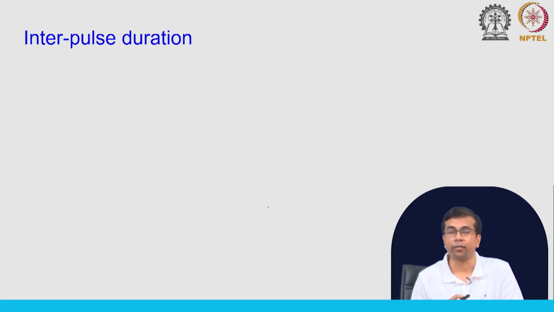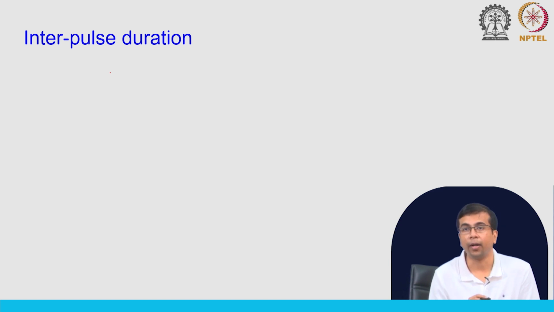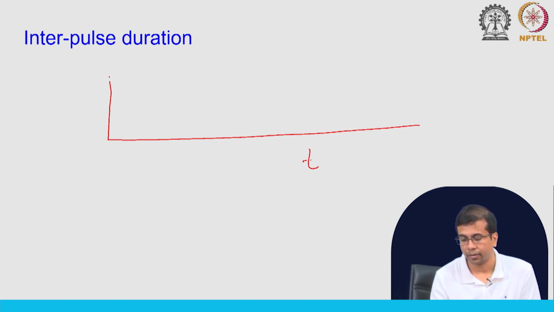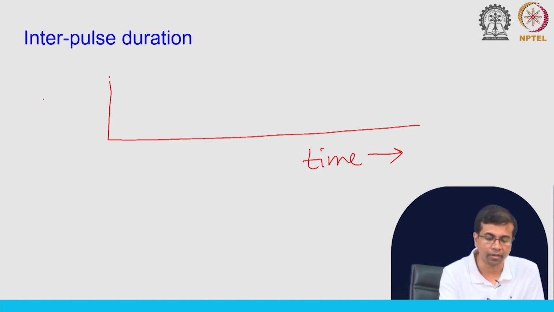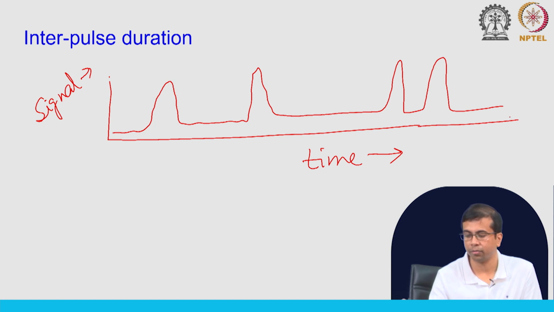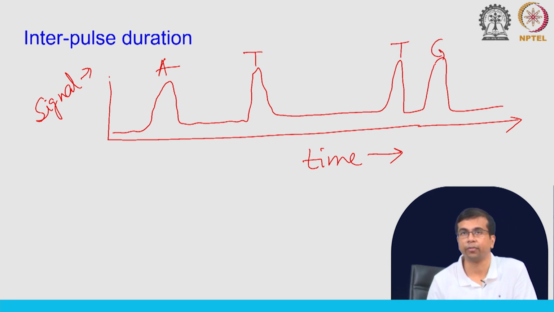So, there are two parameters. Since you are observing the signals in real time, there are two parameters that you can measure, and these will have some implications as we will see later on. One is called interpulse duration. This is the signal that we are detecting. Again we have time and we have signal, and let us say we are detecting these different signals. You can imagine this is what is happening in real time, and let us say this is A, maybe this is T, this is also T, this is G.